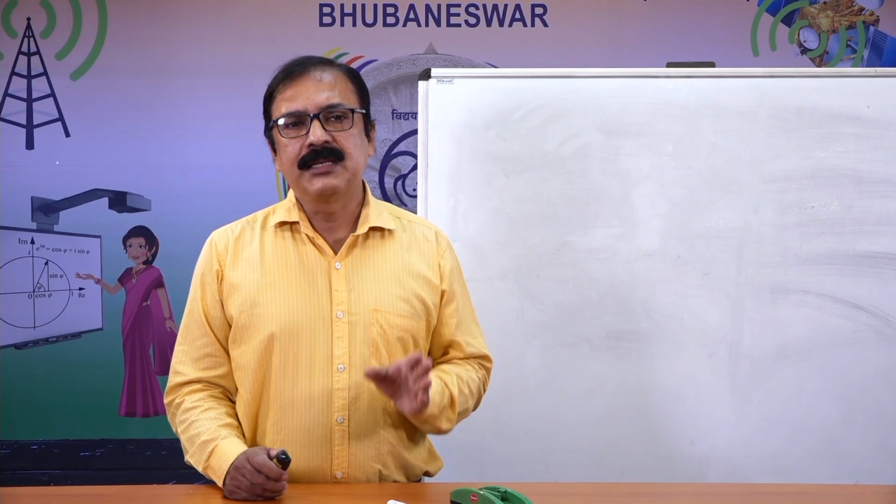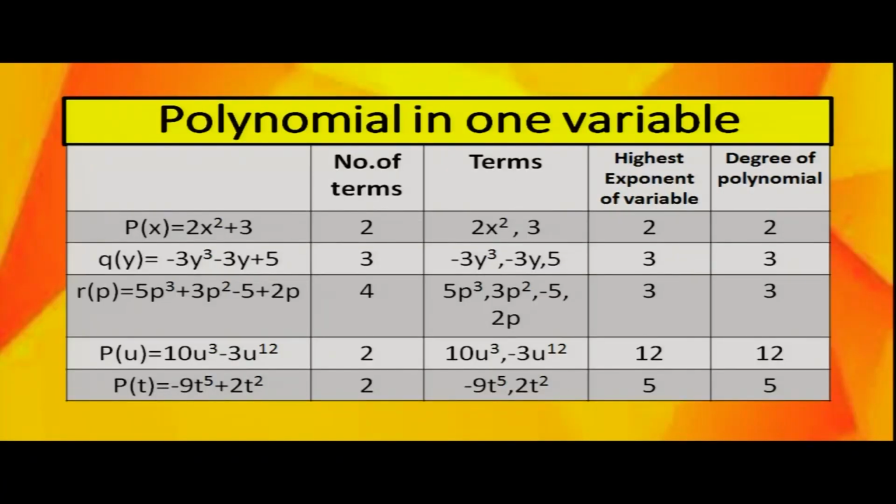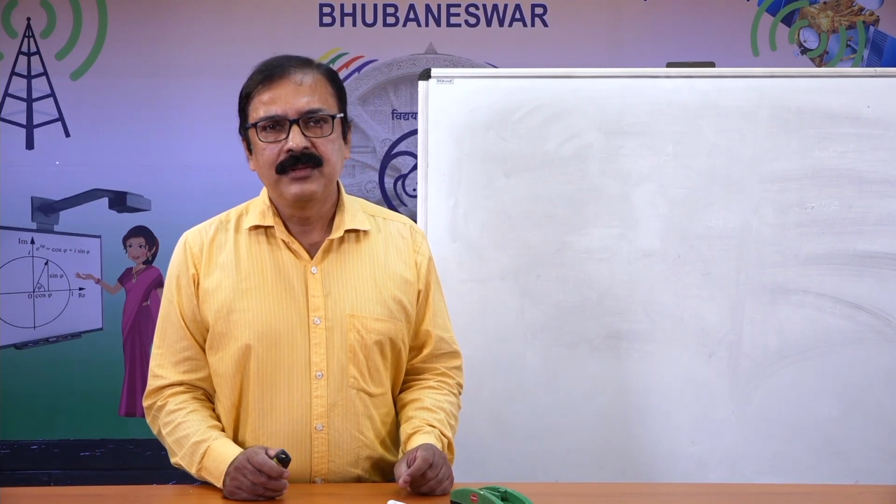In all these cases, we have one variable only. In the first one, there is only one variable, that is x. In the second one, again one variable, that is y. In the third one, the variable is only p, in p(u) the variable is u, and in p(t) the variable is t. So these are called polynomials in one variable.